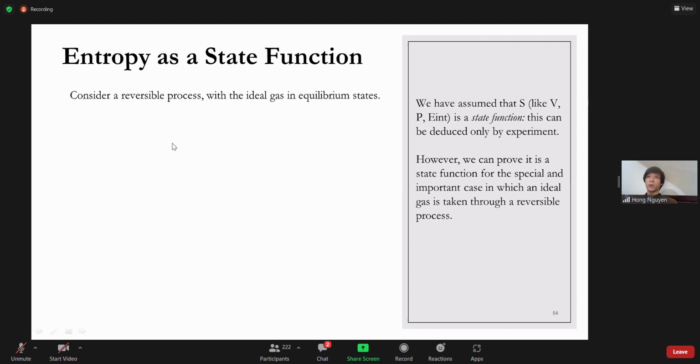So here, there's one way we can prove it, but only for reversible process. We can prove that entropy is a state function, but we can prove it only for reversible process. How to do so?